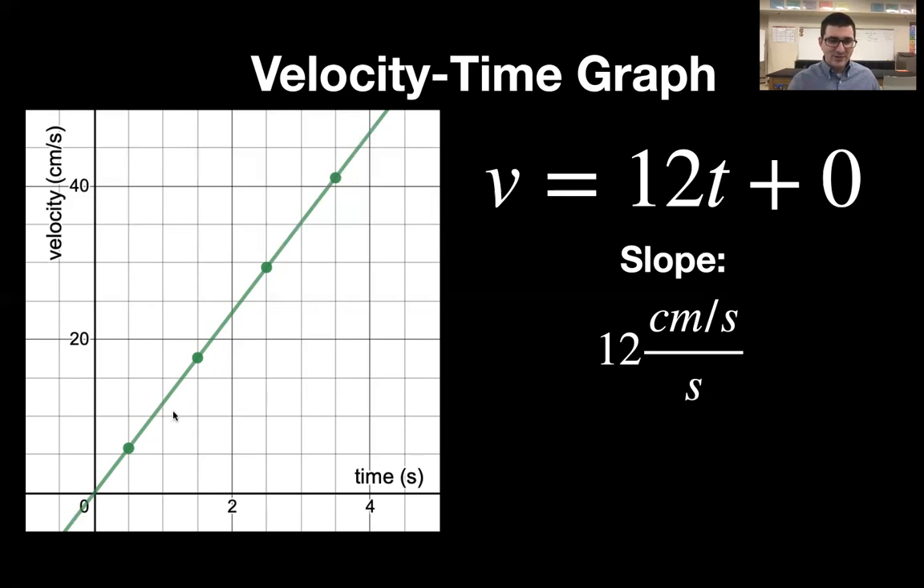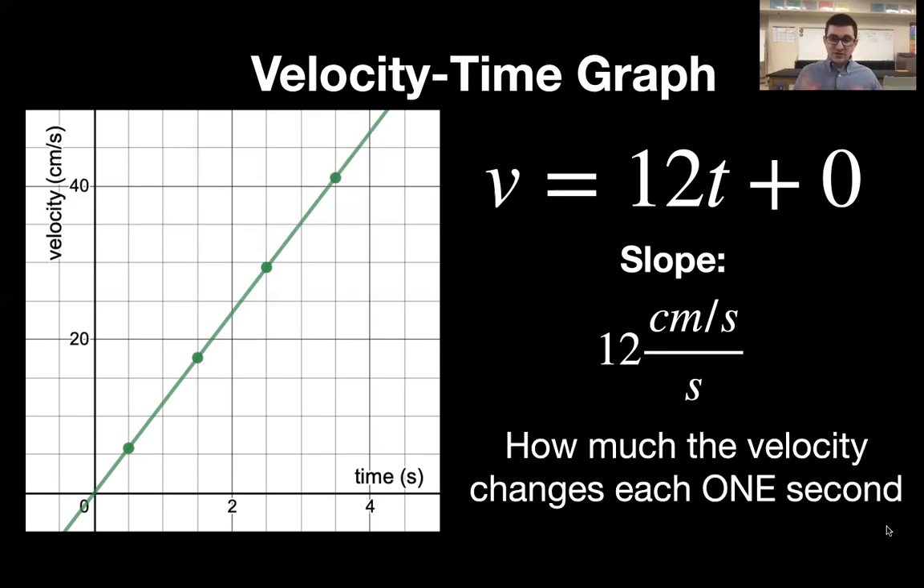What about 1 second after that? It seems to have increased. It's gone up another 12 centimeters per second. So what this actually means is how much the velocity, in centimeters per second, changes for each 1 second. And so we don't have to read this out every time: how much the velocity changes every 1 second.